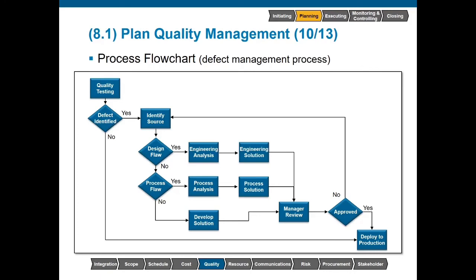This is a very generic process flowchart. Anytime you see a diamond, it's a decision point. Anytime you see a rectangle, it represents work actually being done.